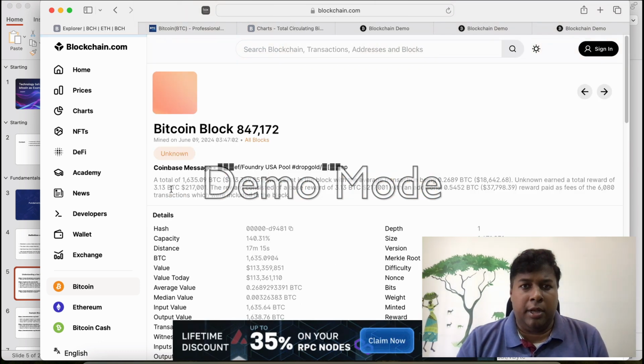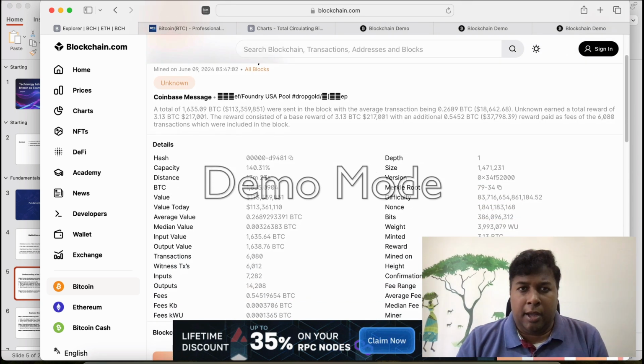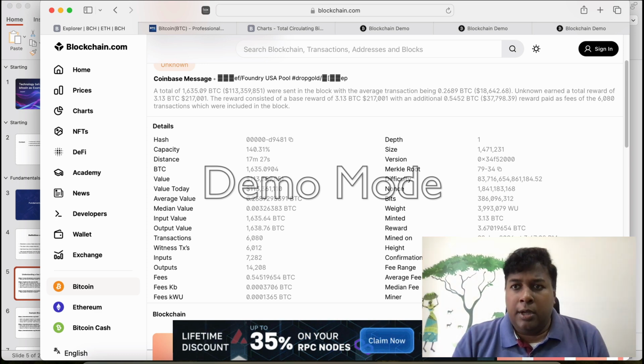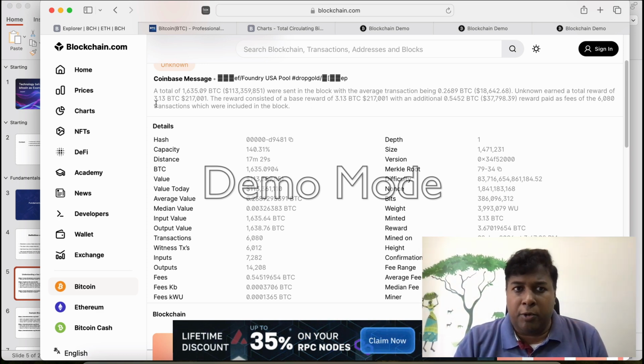So let's just go into the latest block. If you click on it, then you can see the latest block. Here, the Foundry USA pool has got the block. They've been able to mine this block successfully, and they got a total reward of 3.13 BTC, if you notice. This reward consisted of a base reward, additional, and all that.